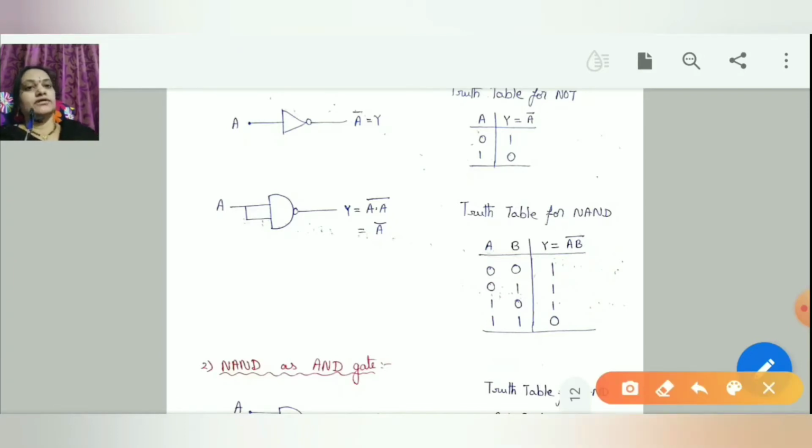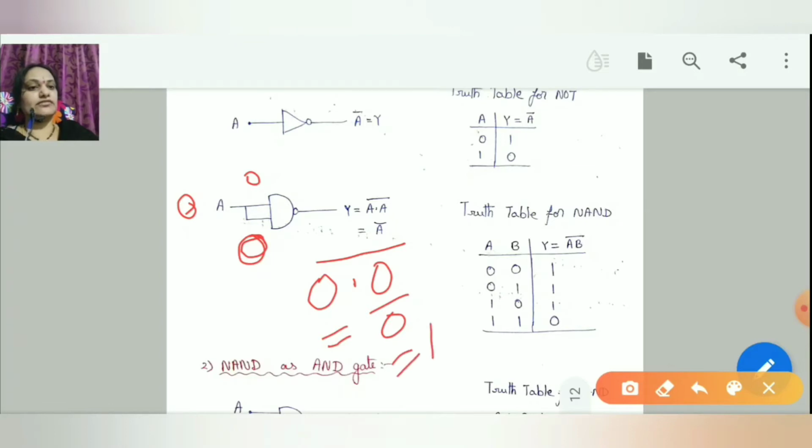So, if you give 0 as input to the NAND gate, it becomes 0 0. Now, the output becomes (0 into 0) whole bar. So, 0 into 0 means 0. Again the complement of 0 is 1. That means if 0 is the input, we are getting 1 as output. So, we have satisfied this condition.